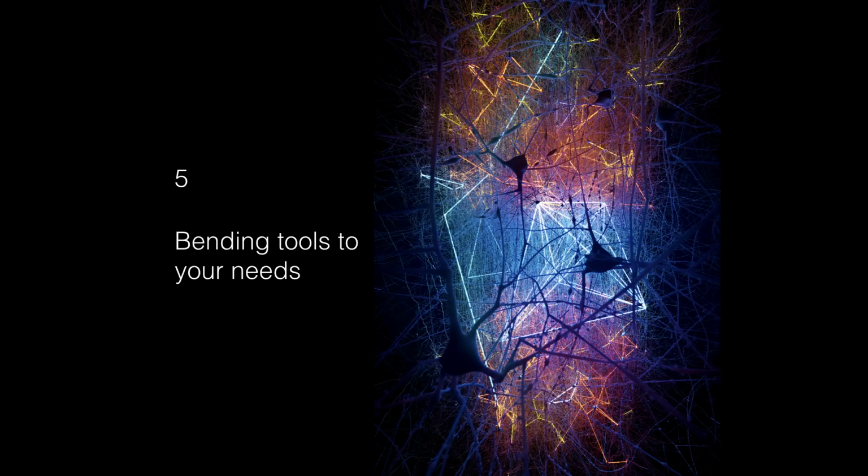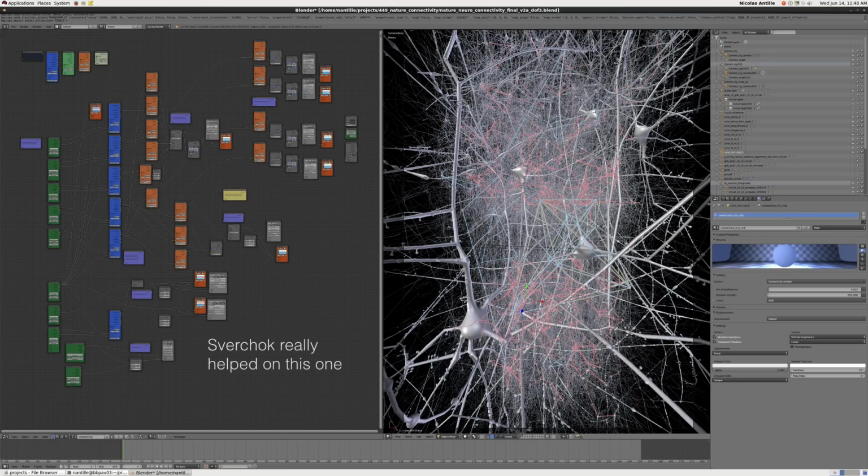That's an example of the illustration I made with the Swerchok. Even with nodes, when you go with nodes, it can get crazy. So after this project, I said, okay, maybe next time I'll code. It will be faster than using nodes, depending on the project, really.